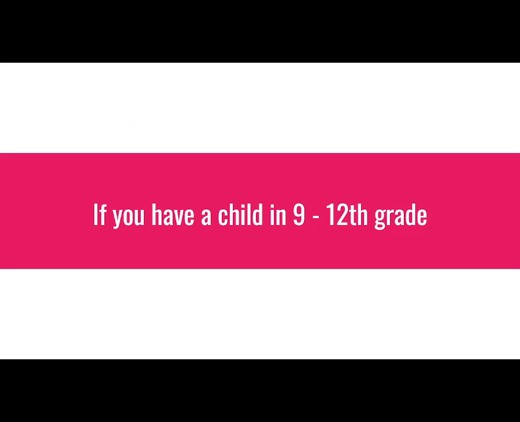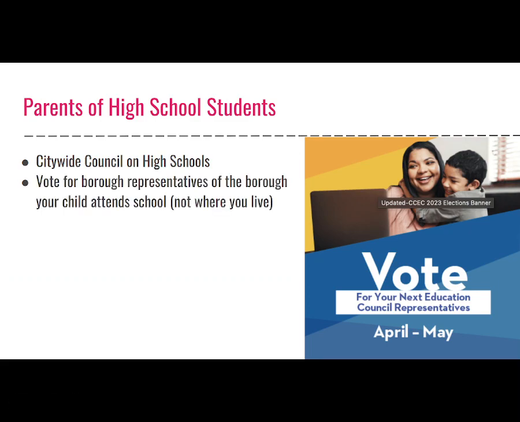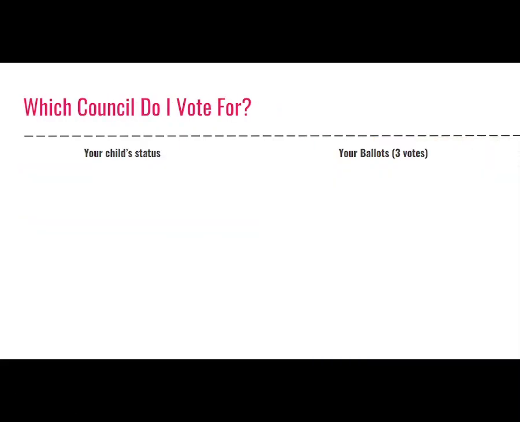If you have a child in 9th through 12th grade, or if your child is a high schooler, you will vote for Citywide Council on High Schools. You will also vote for borough representatives of the borough your child attends school, not where you live. So if you live in Brooklyn, but your child attends a high school in Manhattan, then you will vote for Manhattan representatives on the Citywide Council on High Schools. If you have multiple children, you will have multiple ballots.